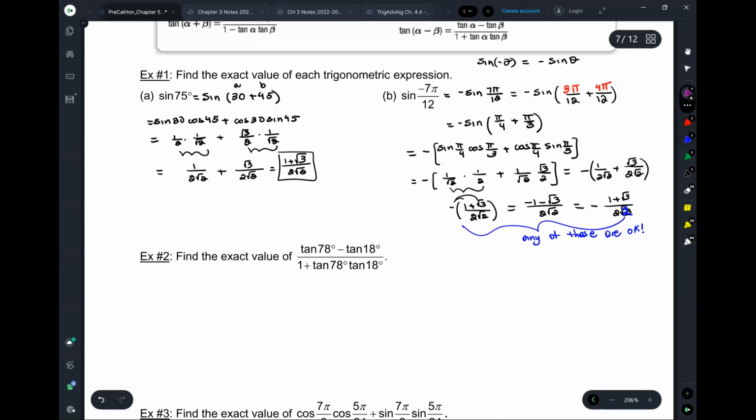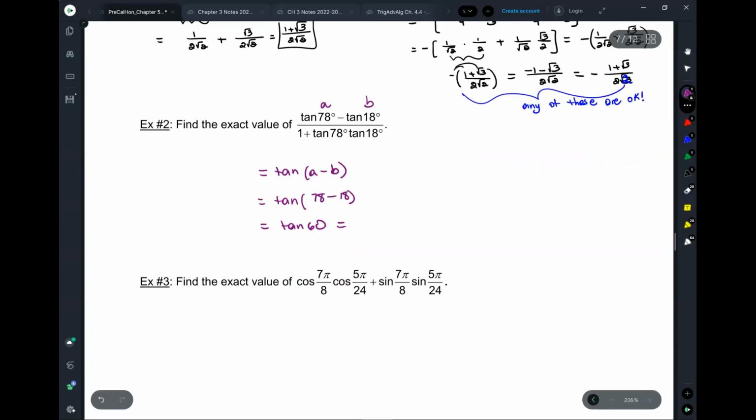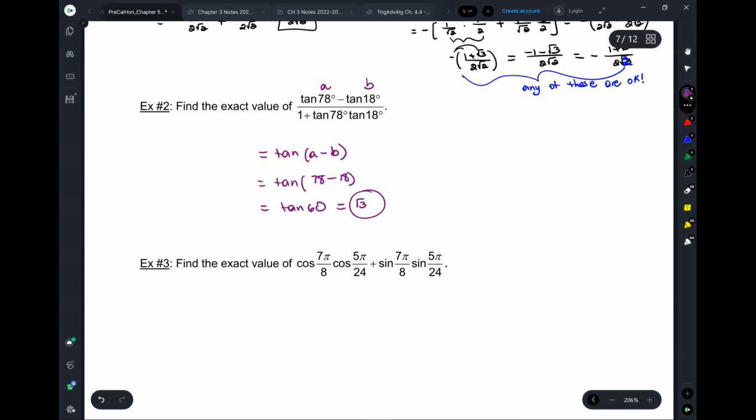The angles here are A and B. So all this is just equal to tangent of A minus B, which is tangent of 78 minus 18, which is tangent of 60, which is root 3. So you have to go all the way and simplify.